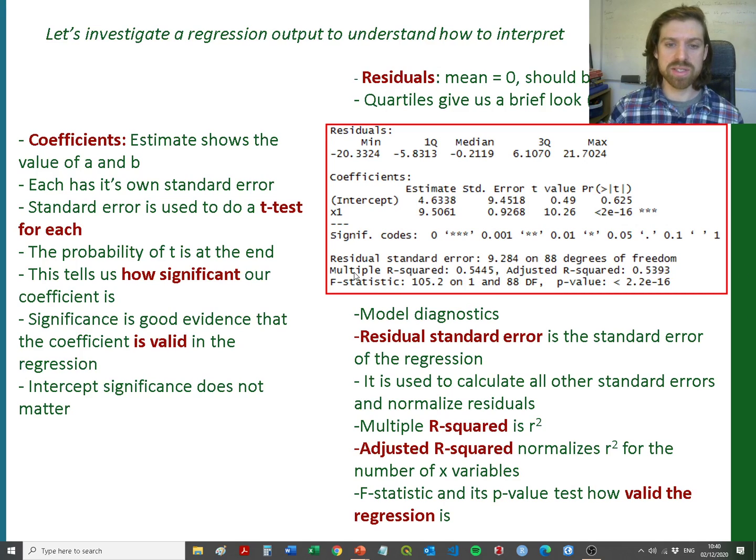And the F statistic is the test statistic for the overall model, which we discussed before, given the number of degrees of freedom. And we've got a p-value for the overall model, and it's highly significant. So we think that there's a significant effect of X on Y, given this particular model that we've got here.